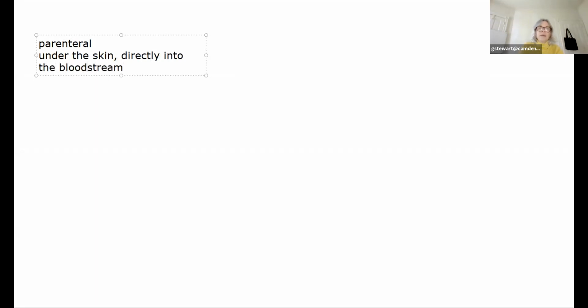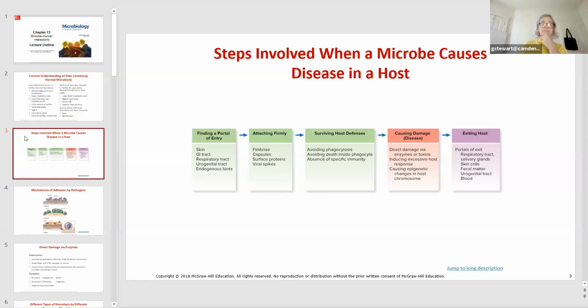These would be deposited there by a puncture, like a needle, as well as a deep cut or an animal bite. I've listed there dog, cat, snake as some examples. It's some way that the organisms get deposited directly under the skin, which again is infrequent, but it is a way that organisms can actually get inside the body. So they have to have a portal of entry.